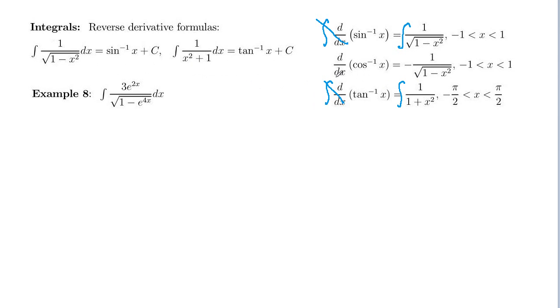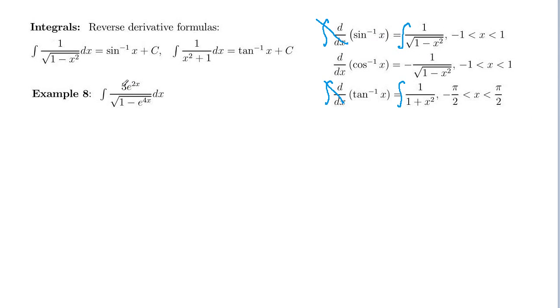Now notice we don't have one for inverse cosine, and that's because these two integrals only differ by a minus sign. What you're going to do is just factor out the minus sign, and you're going to do negative integral. And then we've already got that integral right here. It's inverse sine.